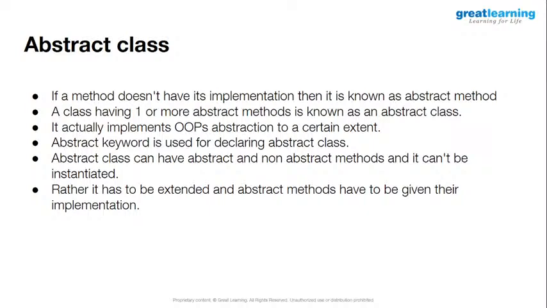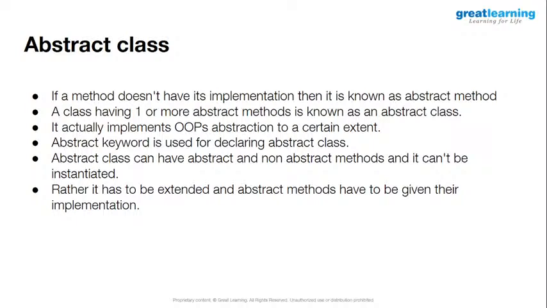So inheritance done, polymorphism done, and the other thing that we did, encapsulation, right? Classes done. Now abstraction. So basically abstract means if a method does not have its implementation, then it is known as an abstract method. So something which is not defined, we didn't define its body, it's known as an abstract method.